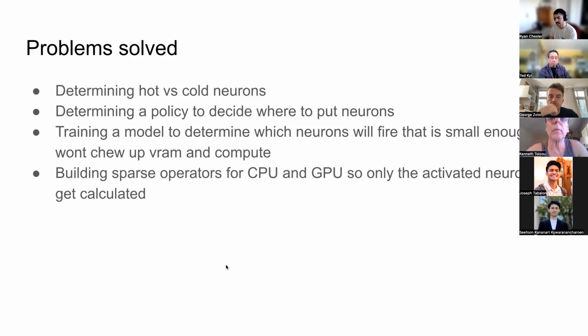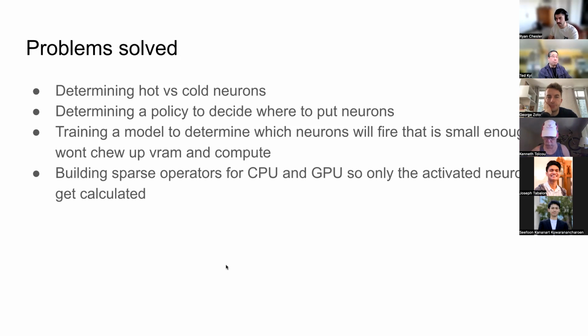So the first thing they have to do is figure out which are the hot neurons and which are the cold neurons. After that, you have to figure out how to place them on GPU or CPU. What's the best split? Which neurons need to go where? And the third piece is determining which neurons are actually going to fire. You can do that as an extra step to reduce the compute load.